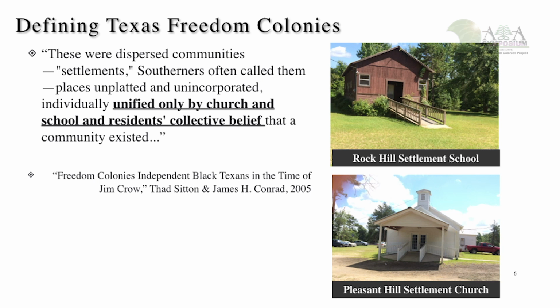What's significant about Texas Freedom Colonies is that in several instances, we're talking about settlements that Thad Sitton and James Conrad discuss in Freedom Colonies: Independent Black Texans in the Time of Jim Crow, that they characterize as dispersed communities, settlements. Southerners often call them places unplatted and unincorporated, individually unified only by a church and school and residents' collective belief that a community existed.